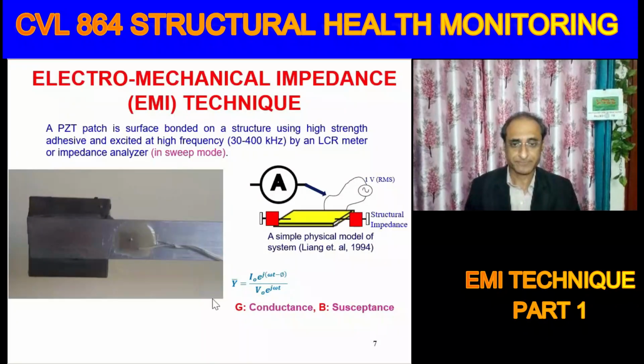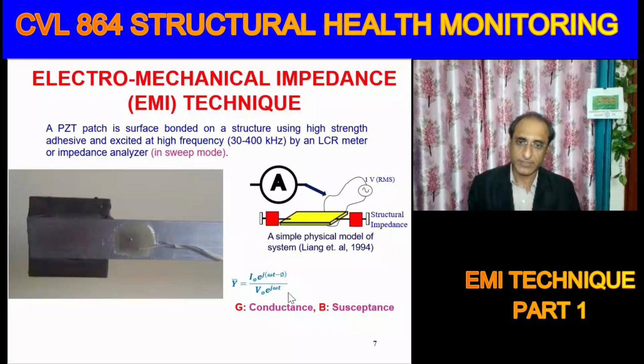You can bring the applied voltage in the numerator and the measured current in the denominator, so that's also possible. In that case it will be electromechanical impedance, but we should use the term electromechanical. So this admittance is electromechanical admittance.